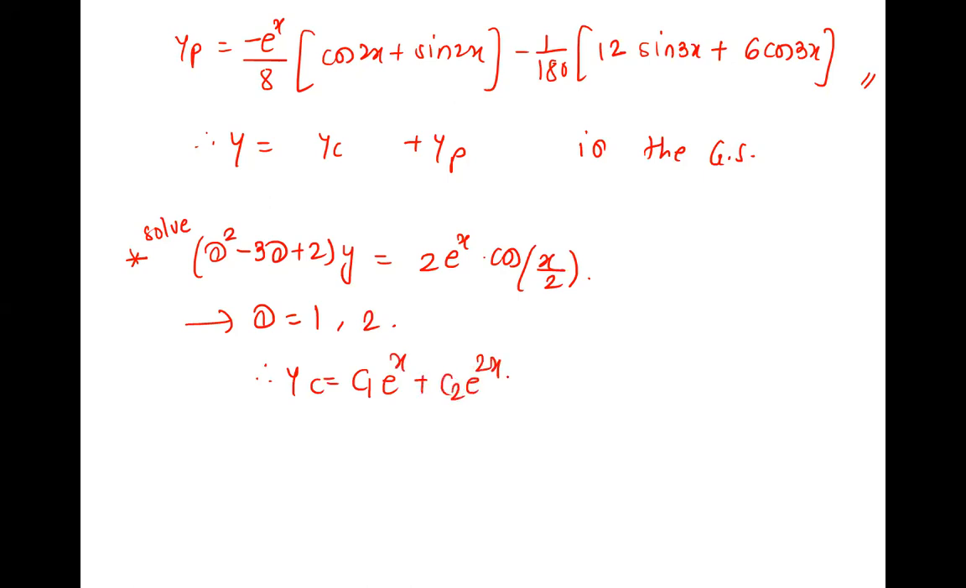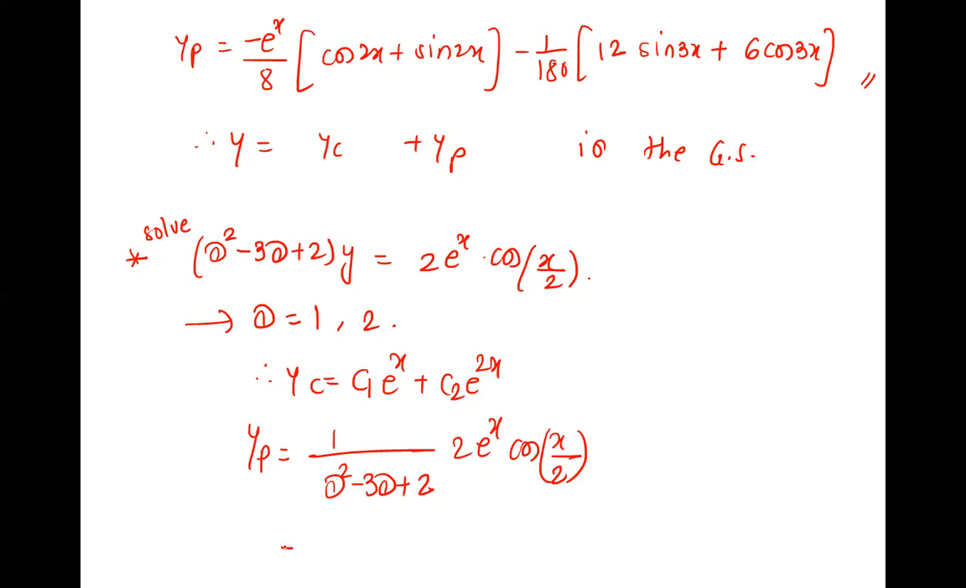Okay, this example is done most of the time. So the roots are 1 and 2. So write that. Therefore, we go now to yp equals 1 upon f(D) of 2 e raised to x cos x by 2. Which case is this? Fifth case, correct.